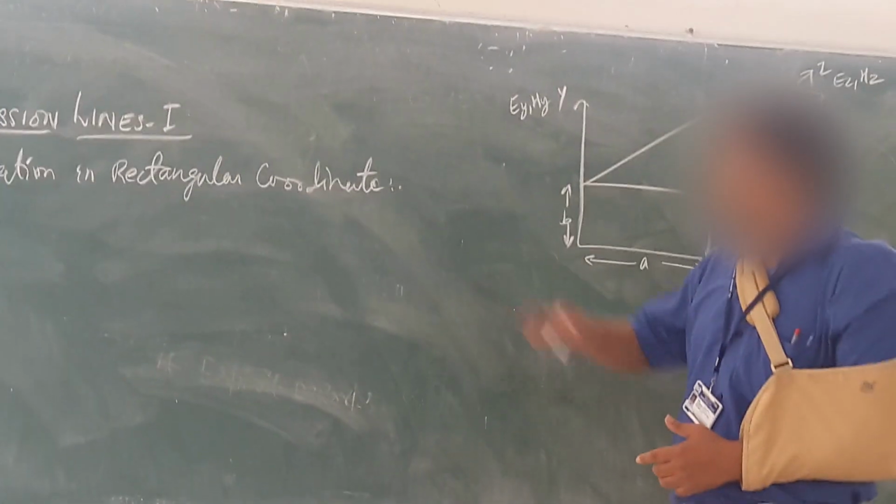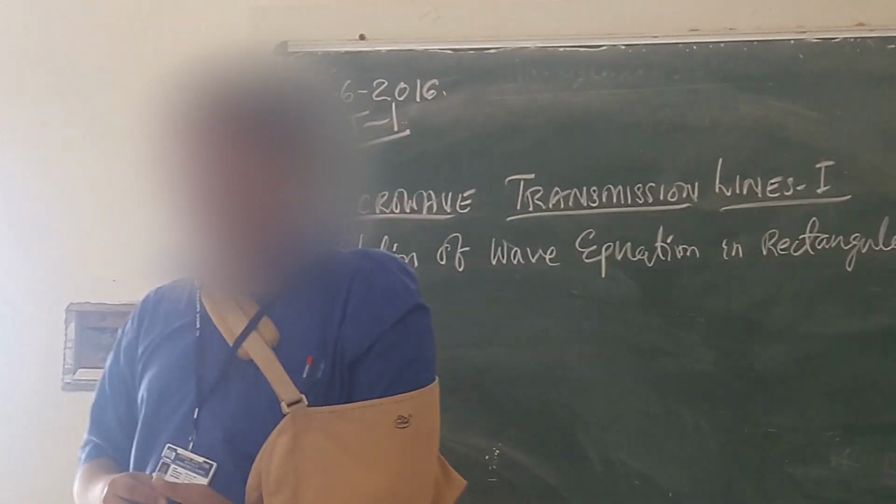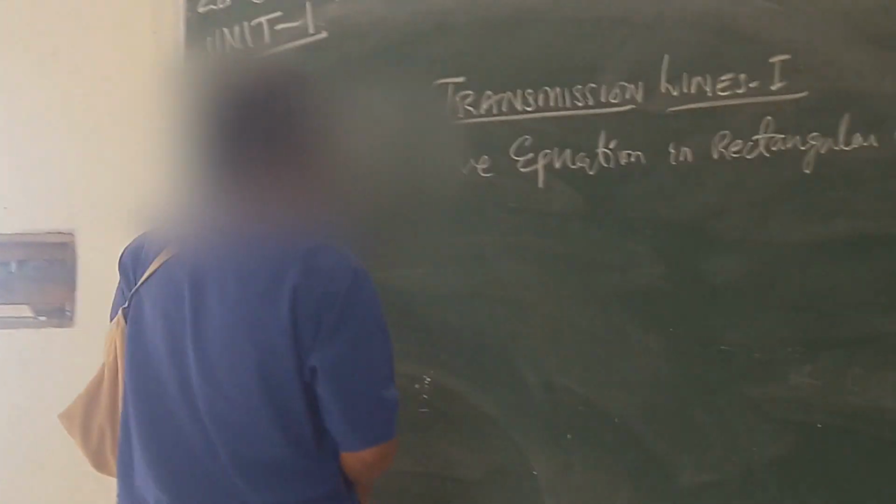Today's topic is the solution of the wave equation in rectangular coordinates. Rectangular coordinates means here we are discussing a rectangular waveguide. So here you have the x-axis, y-axis and z-axis.